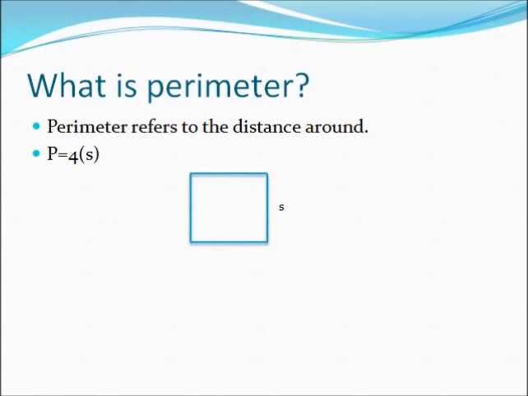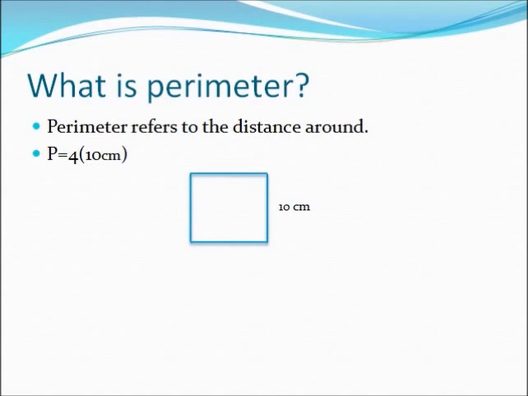Four times S is what we're trying to find. Whatever S is, we will multiply it by 4. So if S was 5, then it will be 4 times 5. If S was 12, then it would be 4 times 12.